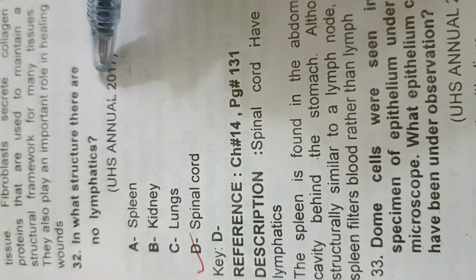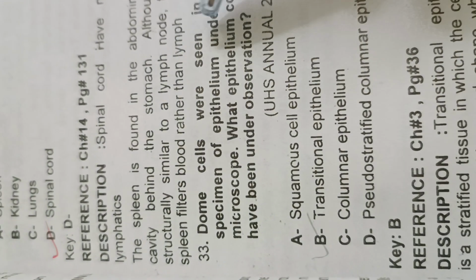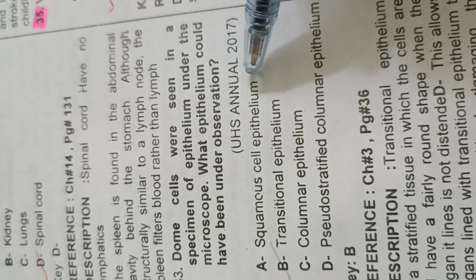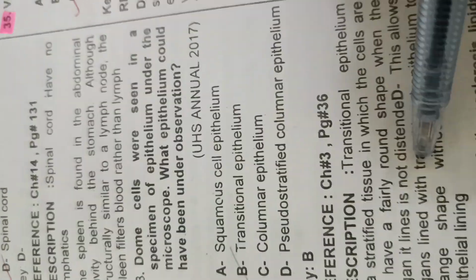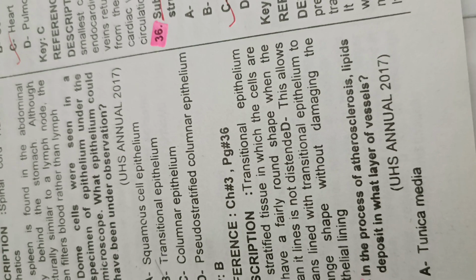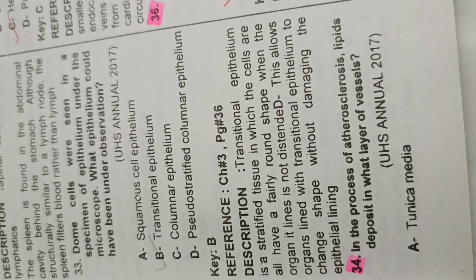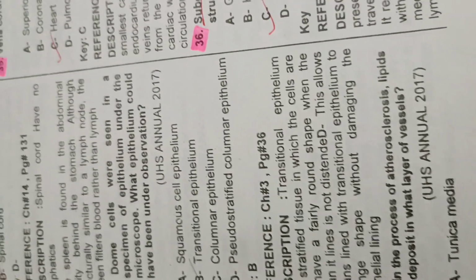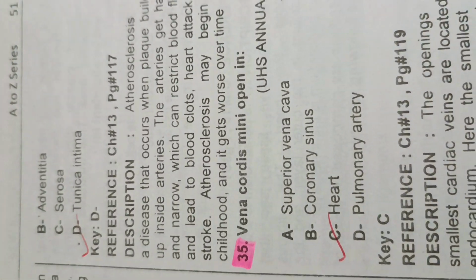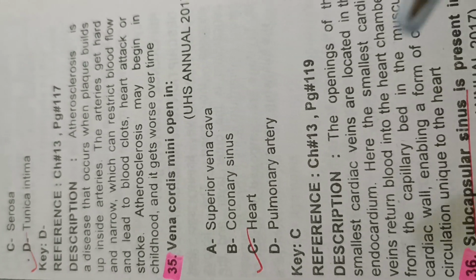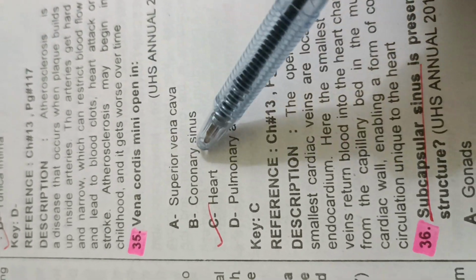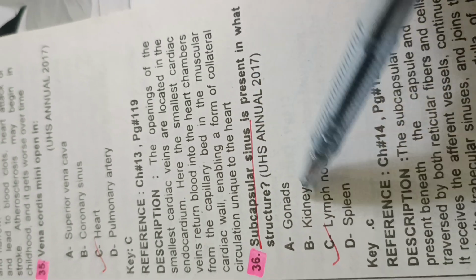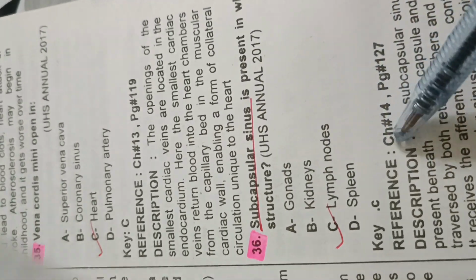In what structure there are no lymphatic spinal cord? Dome cells were seen in specimen of epithelium under the microscope. What epithelium could have been under observation? Transitional epithelium. In the process of atherosclerosis, lipids deposit in which layer of vessels? Tunica intima. Venae cordis minimae open in the heart. Subscapular sinus is present in the lymph nodes.